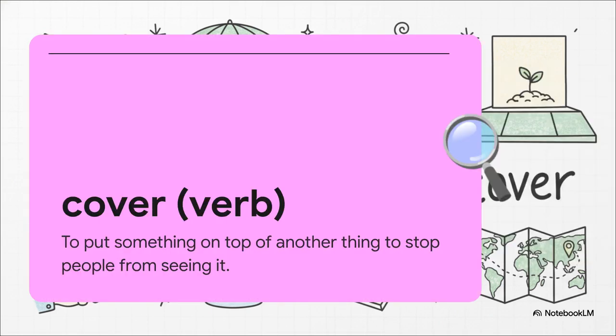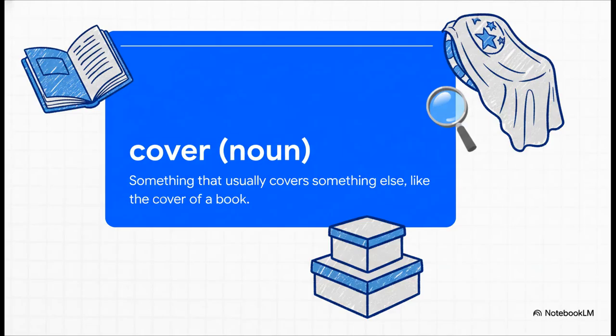Okay, so first things first, the obvious meaning, right? Cover is a verb, it's an action. You put something on top of something else, like I cover myself in blankets. Super simple, we all get it. But hang on, it's not just an action, it's also a noun, a thing, like the cover of a book.